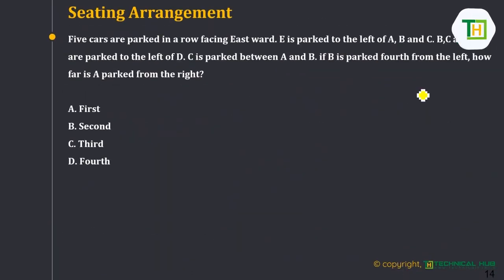So, seating arrangement. Sari had told in yesterday's doubt session class, and I told in the previous class also, the same problem is repeated. Okay. So 5 cars are parked in a row facing eastward. So 5 cars: 1, 2, 3, 4, 5.